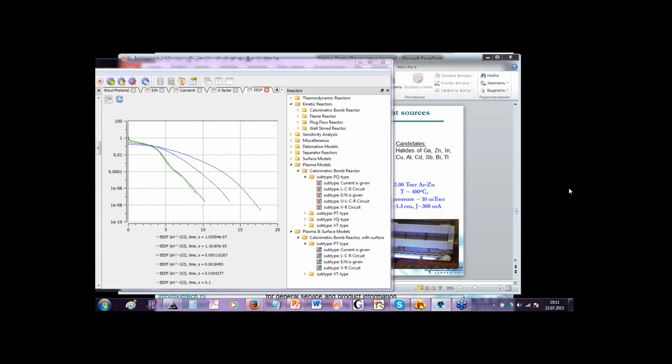Well, if you have a particular interest in such modeling, you may write to us, and we may organize an additional seminar devoted to your specific case of interest.